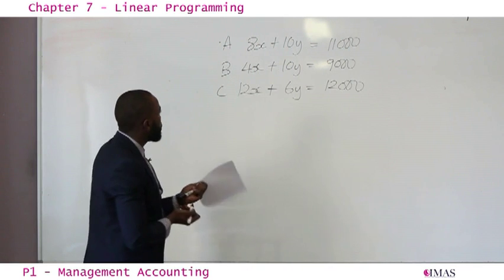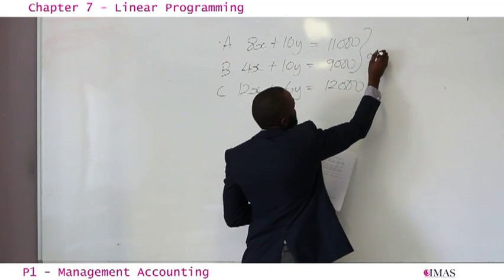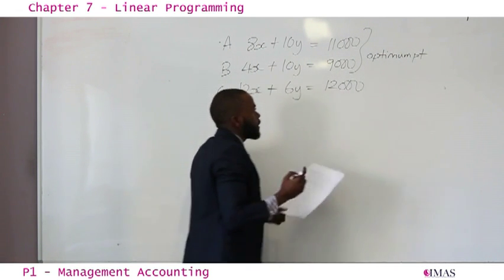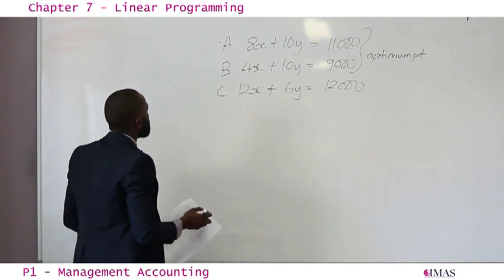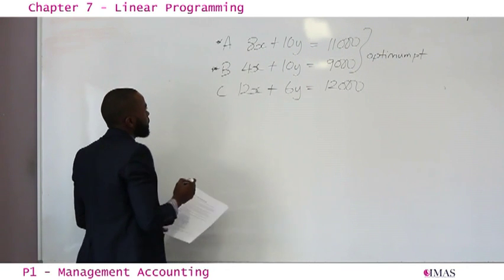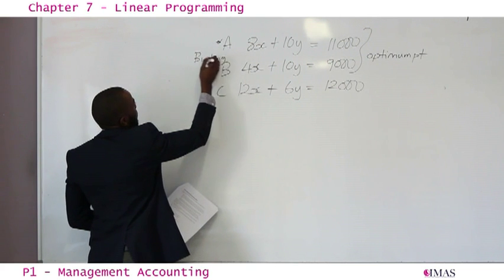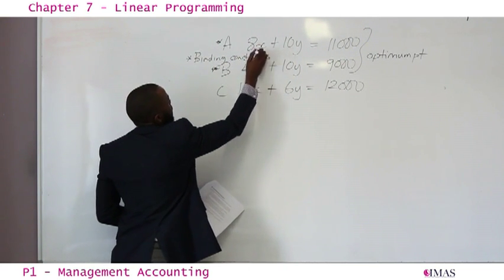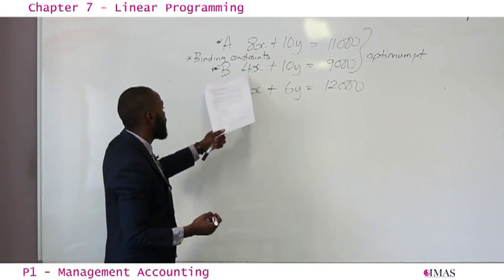Now the optimum point, we found it where line A and line B were intersecting. That's where we got our optimum point. The two lines that meet where you get the optimum point are what we call the binding constraints. So here A and B are binding constraints. It's only at the binding constraints that we get the shadow price. So we can only have a shadow price for line A and line B.